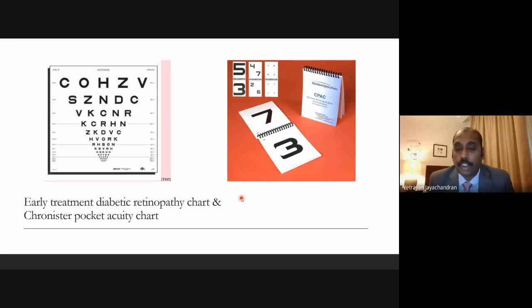But the Feinbloom chart is a big chart. Sometimes it will be difficult for you to carry. And you can use this Cronister pocket acuity chart both for adults and also for children.